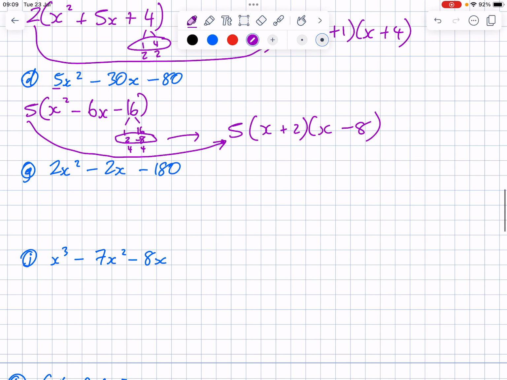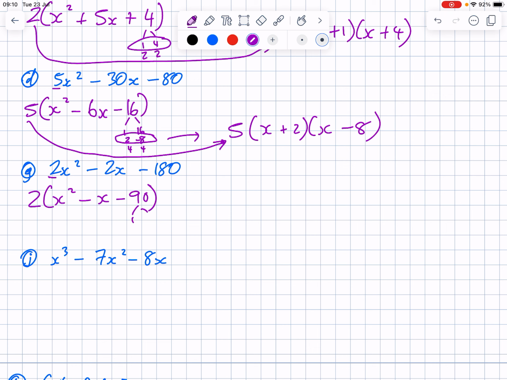Common factor of 2, put on the outside. How do I get 2x squared? I times 2 by x squared. How do I get negative 2x? Times by 2, just negative x. And negative 180, I would have to times negative 90 by 2 to get negative 180, so negative 90.